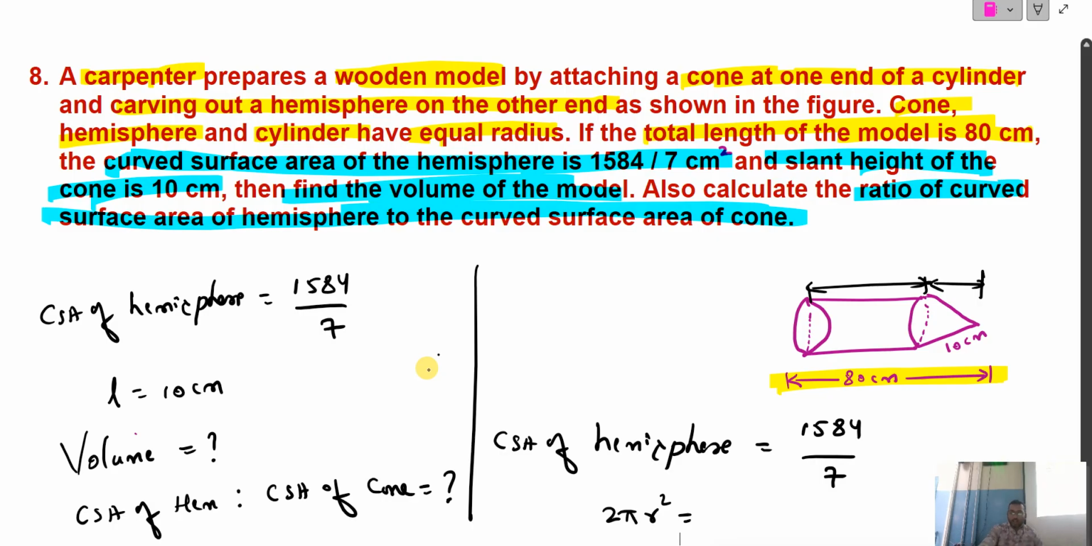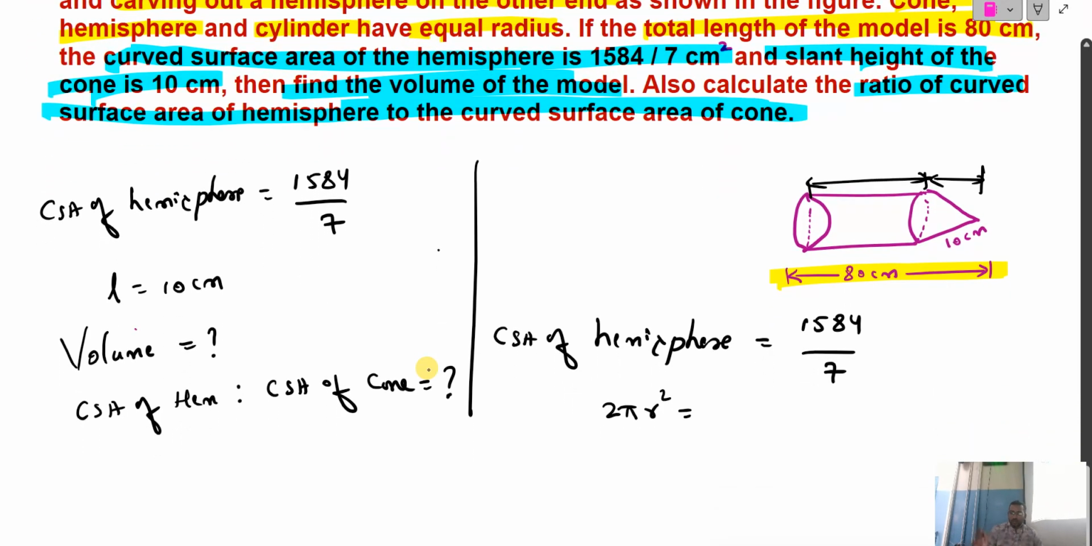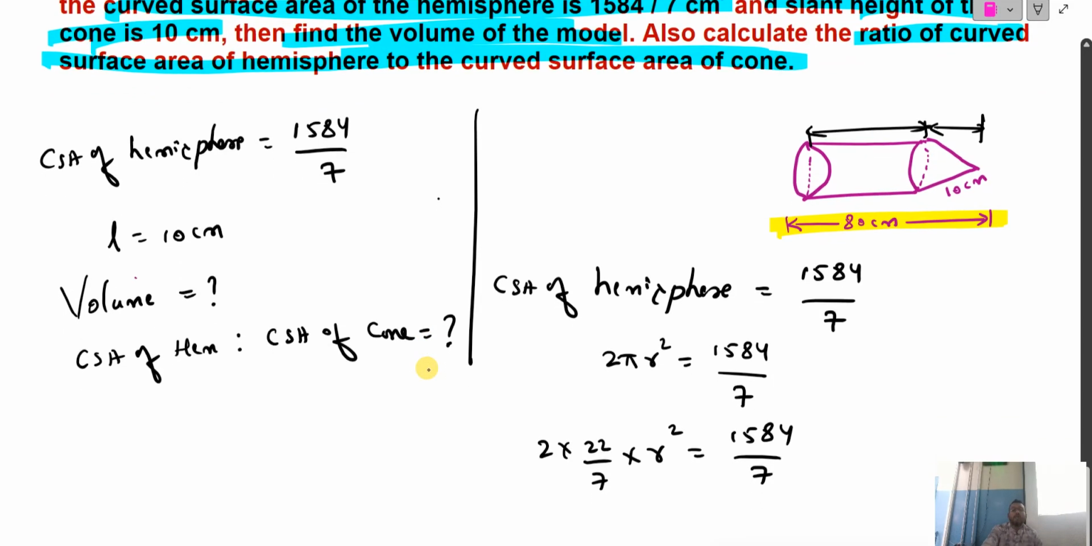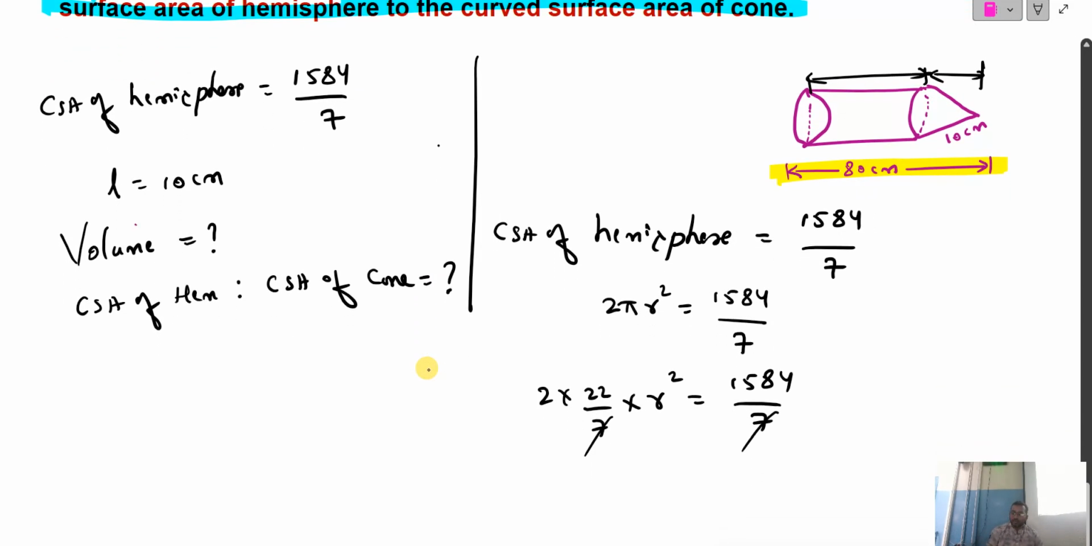So the value of 2 pi r square is 1584 divided by 7. Am I right? Now 2 into pi is 22 by 7, into radius we don't know, r square, as it is, 1584 divided by 7. Am I right? Now can we cancel this 7 and this 7? Because if this 7 comes to the other side, it becomes multiply by 7. Numerator. If you cross multiply, 7 gets cancelled. Directly, if you want, you can cancel them.